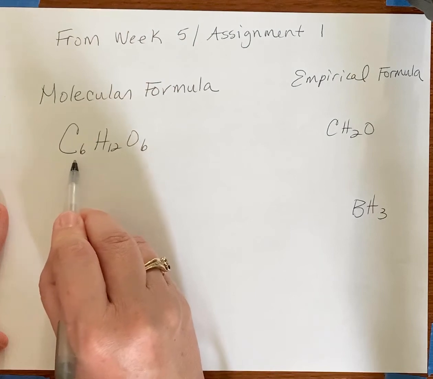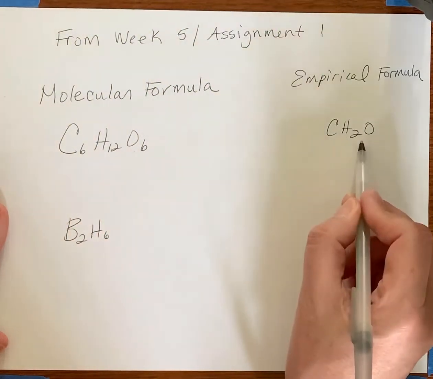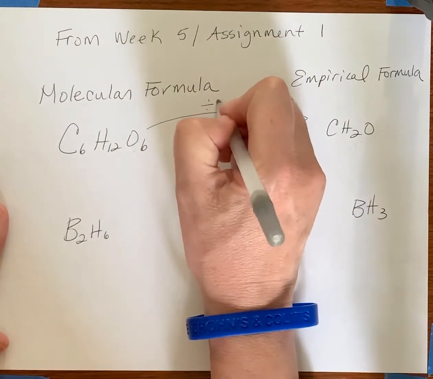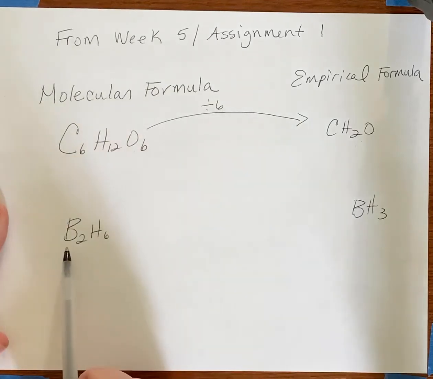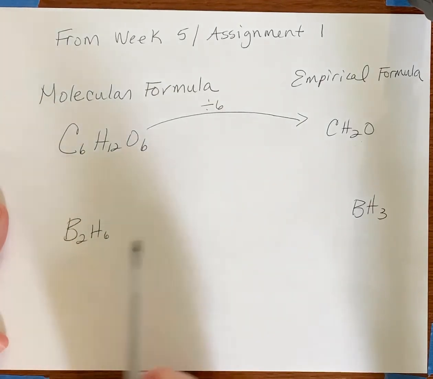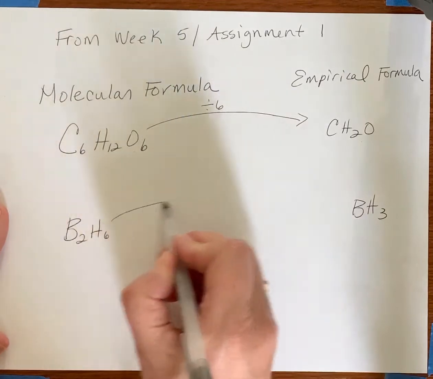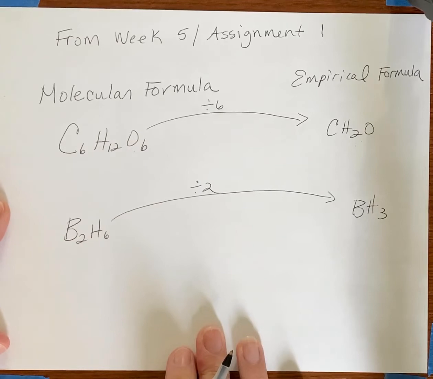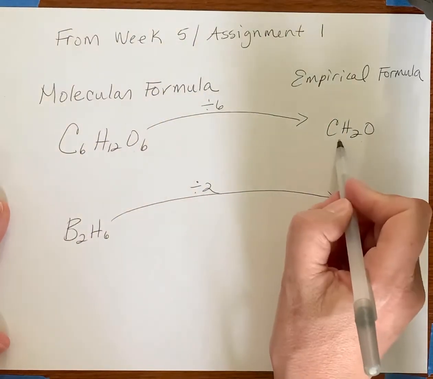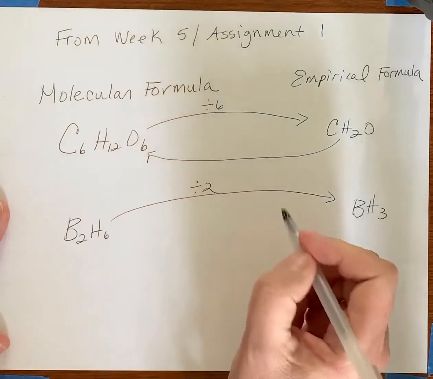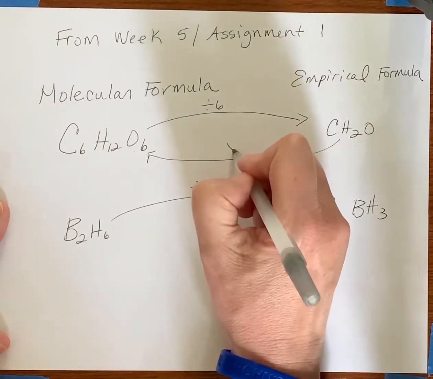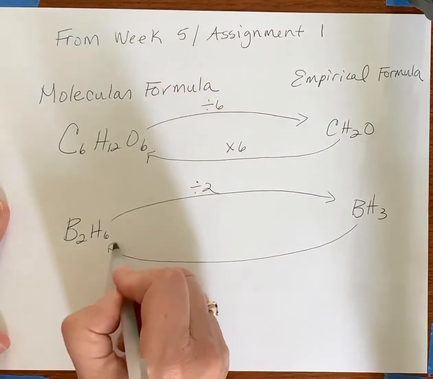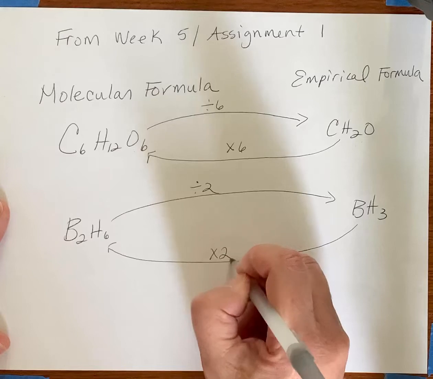In order to go from C6H12O6 mathematically to CH2O, you simply divided by 6 each one of the subscripts. In another example, to take B2H6 to its simplest formula BH3, you divided each of the subscripts by 2. If you wanted to go mathematically in the opposite direction, from empirical formula to molecular formula, you would do the opposite, and that is you would multiply by 6 for the first one, and for BH3, you would multiply each subscript by 2.